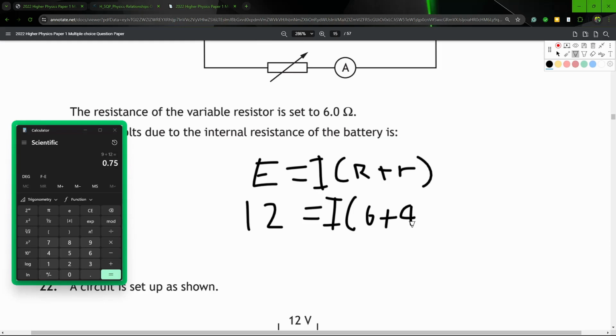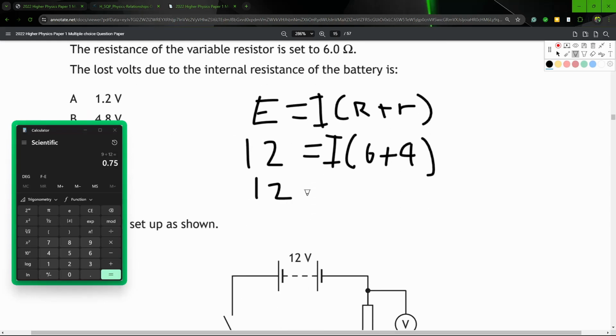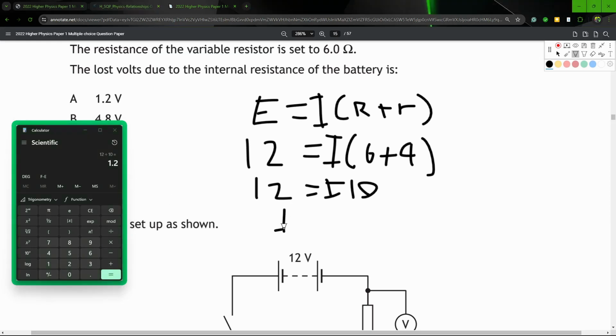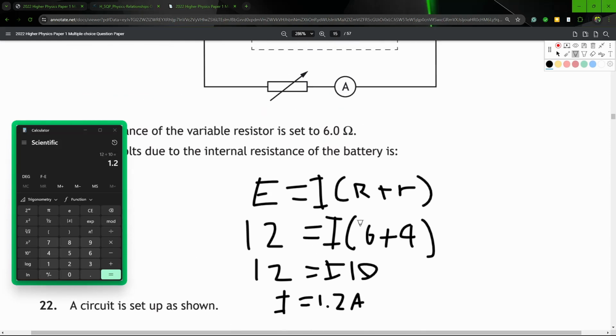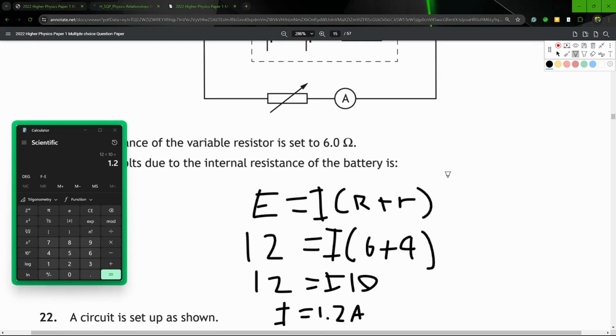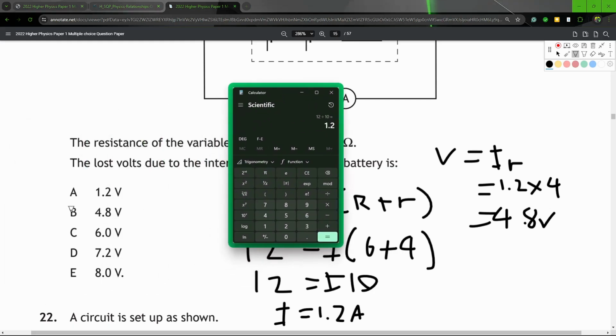So 6 plus 4. It's 12 equals I times by 10. So it's probably going to be 1.2, let's face it. I'll just prove it. There you go. So I equals 1.2 amps. Fantastic. But we're not done yet. We want the lost volts. So we calculate the lost volts as V equals I r, that is internal resistance. So it's 1.2 times 4. So it would be 4.8 volts, which is B.